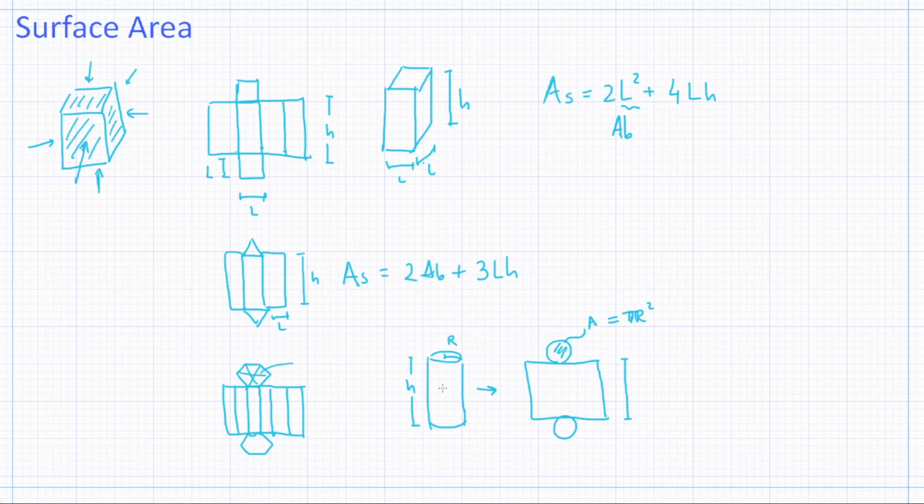Now this height is our height h, but what about the length of this rectangle here? Well, if we observe, this is a circle, so this distance should be the circumference of the circle. So this should be 2 pi r. So the total surface area for a cylinder would be 2 times the area of the circle plus this length, which is 2 pi r, times the height, which is h.